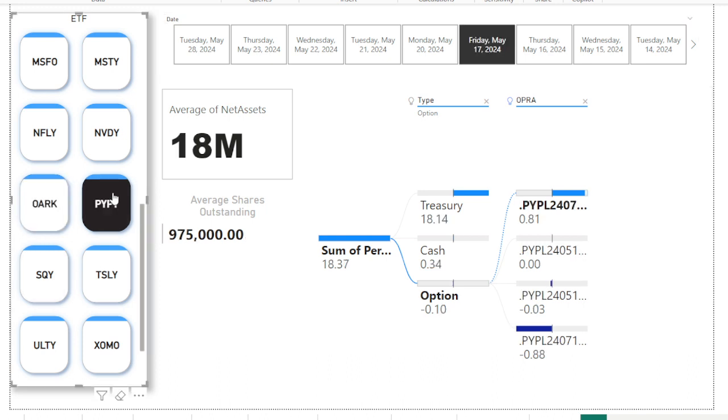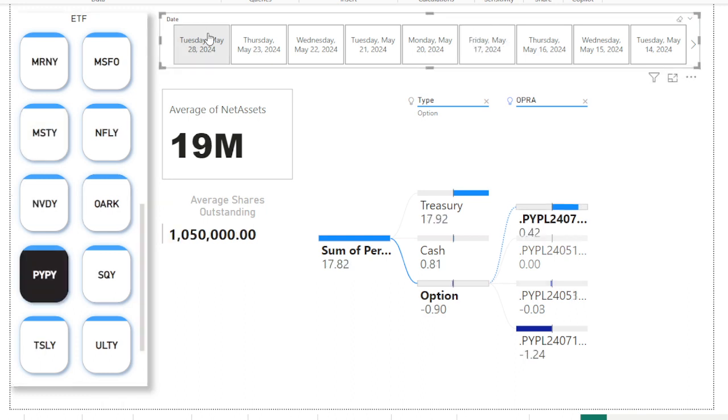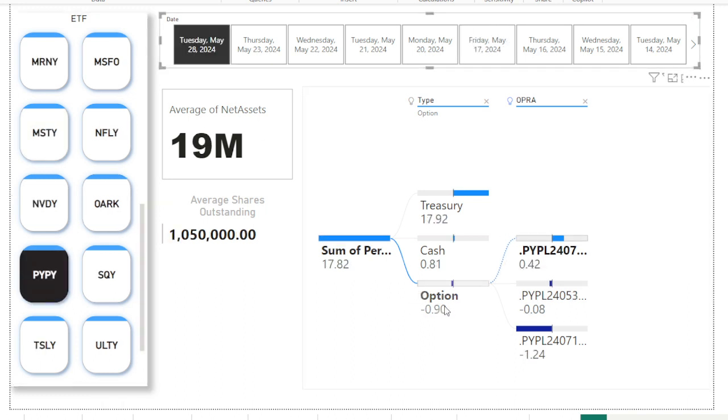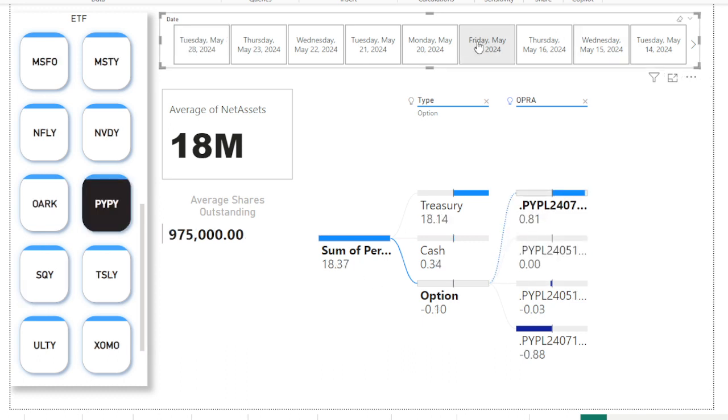And then PP, so it's 18 million, $18.37 per share, a 10-cent credit. So now you see a nice pickup in terms of the option premium. It's up to 90 cents, and then the share price went to 17.82. So unfortunately, a slight decrease.